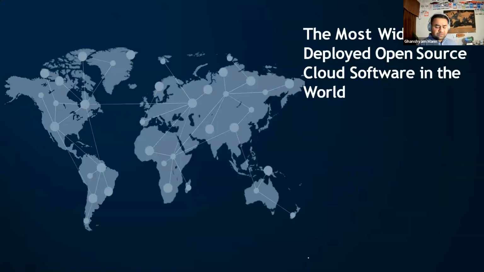In terms of usage, OpenStack is the most deployed open source cloud software in the world, and currently there are around 15 million compute cores around the world, in industries like finance, research, telecom, even retail. So 15 million compute cores are running on OpenStack. I'll show some case studies in the next few slides.